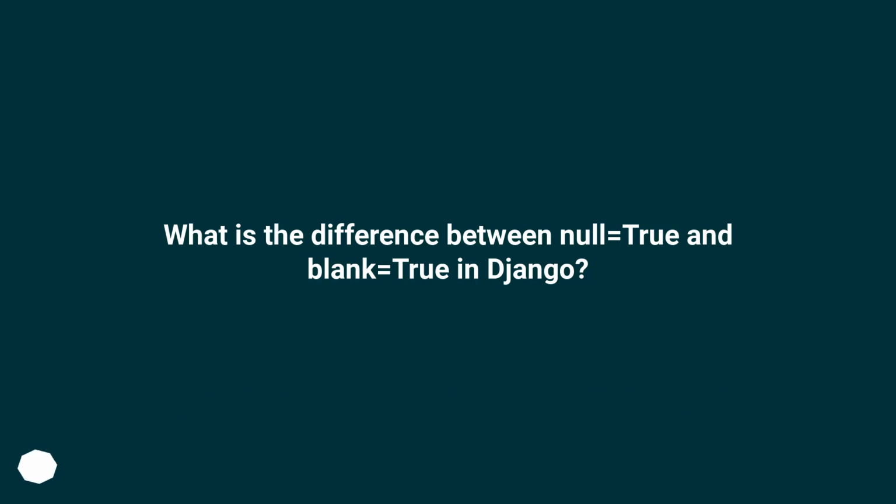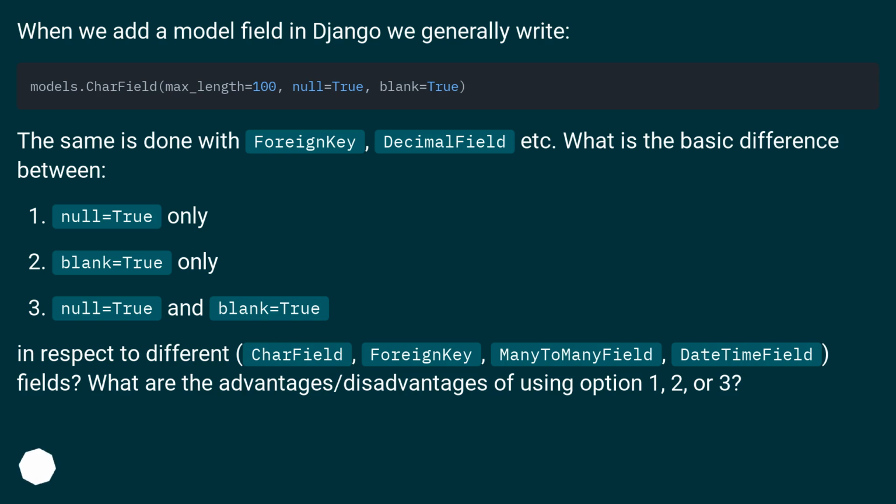What is the difference between null equals true and blank equals true in Django? When we add a model field in Django, we generally write it like this. The same is done with foreign key, decimal field, etc.